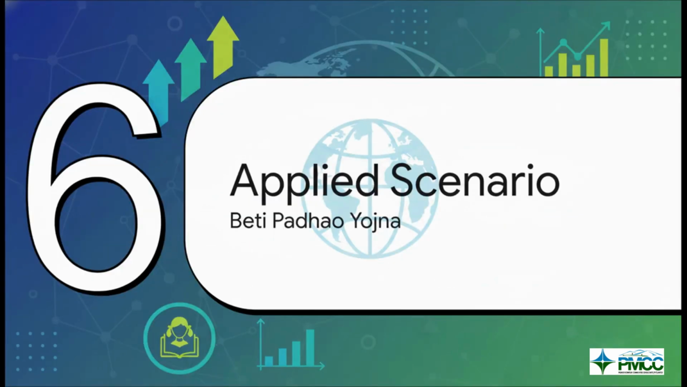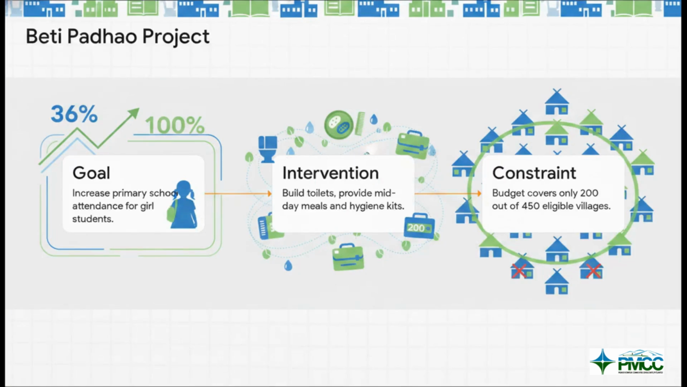Let's make this real. Section 6, Applied Scenario, Bidi Padao Yojana. We're going to apply that exact matrix right now. Imagine you're the MEAL specialist tasked with evaluating a massive corporate social responsibility project. The goal? Raise girls' primary school attendance from a dismal 36%. The intervention is comprehensive, building toilets, providing midday meals, giving out hygiene kits.